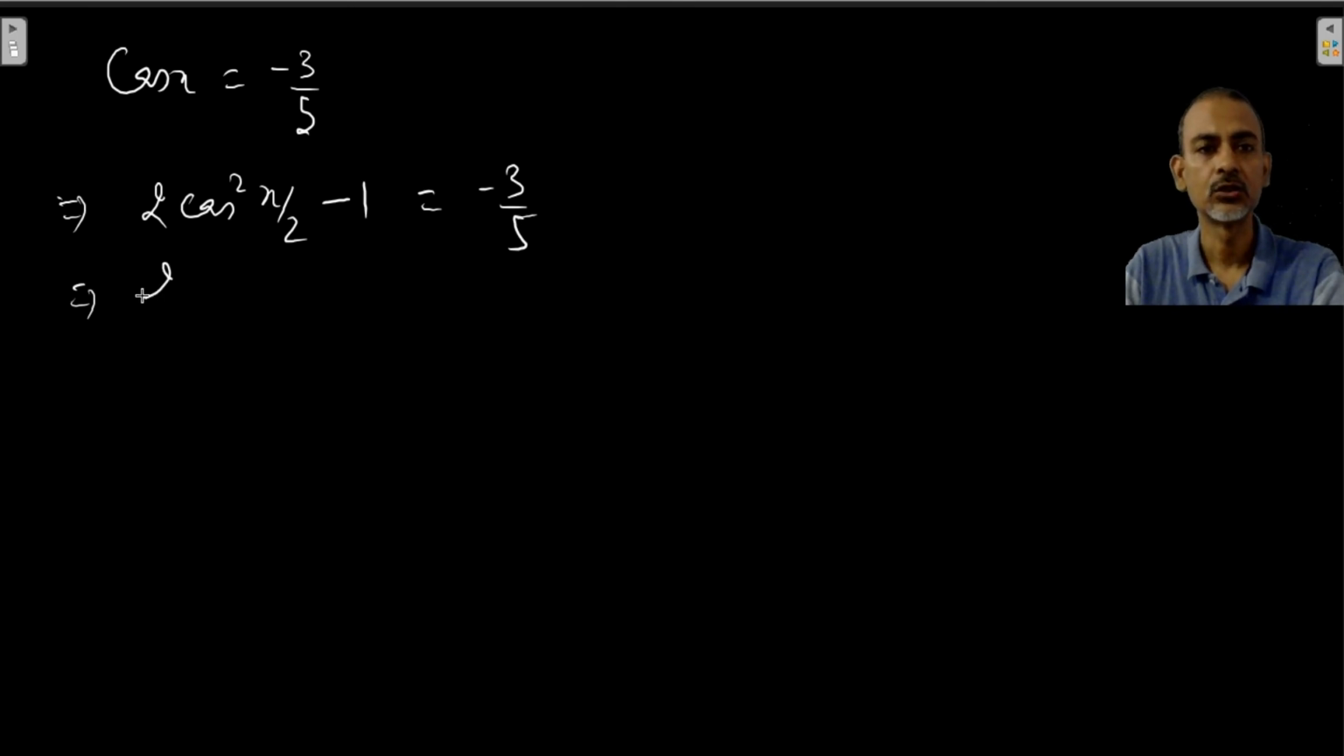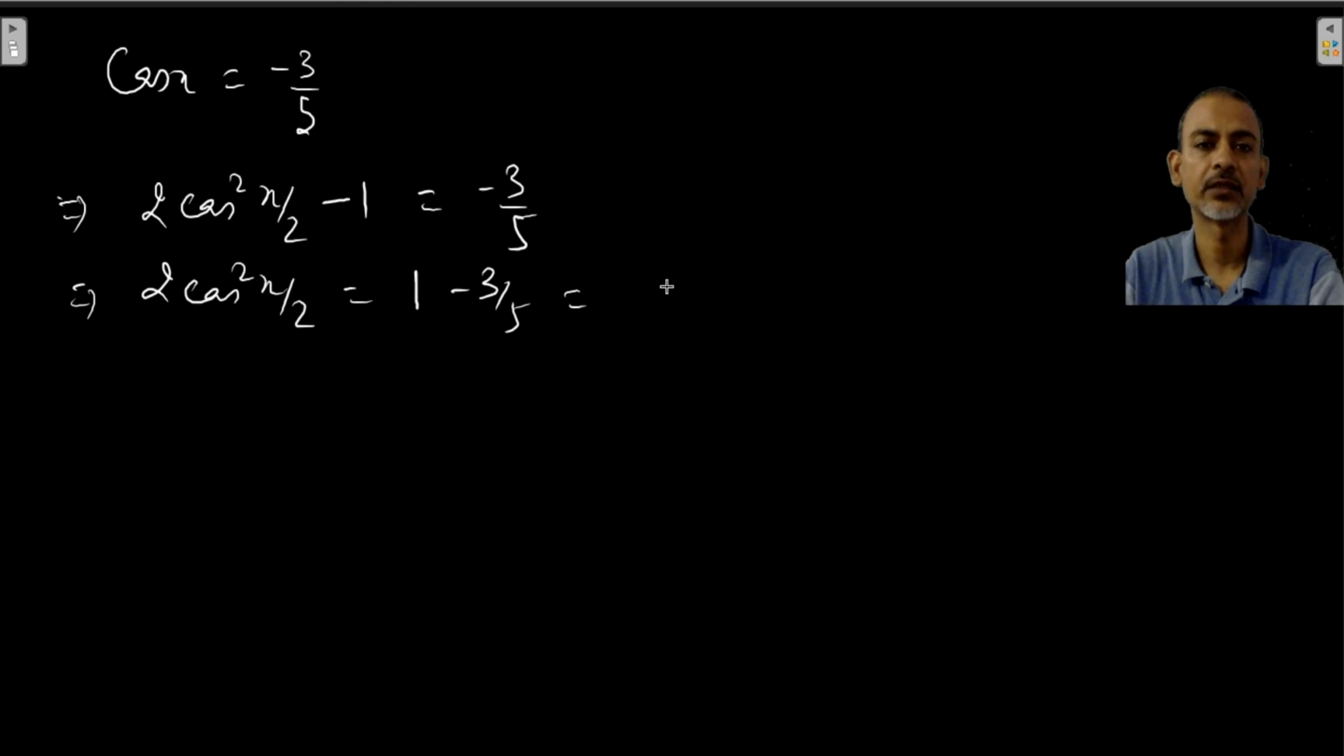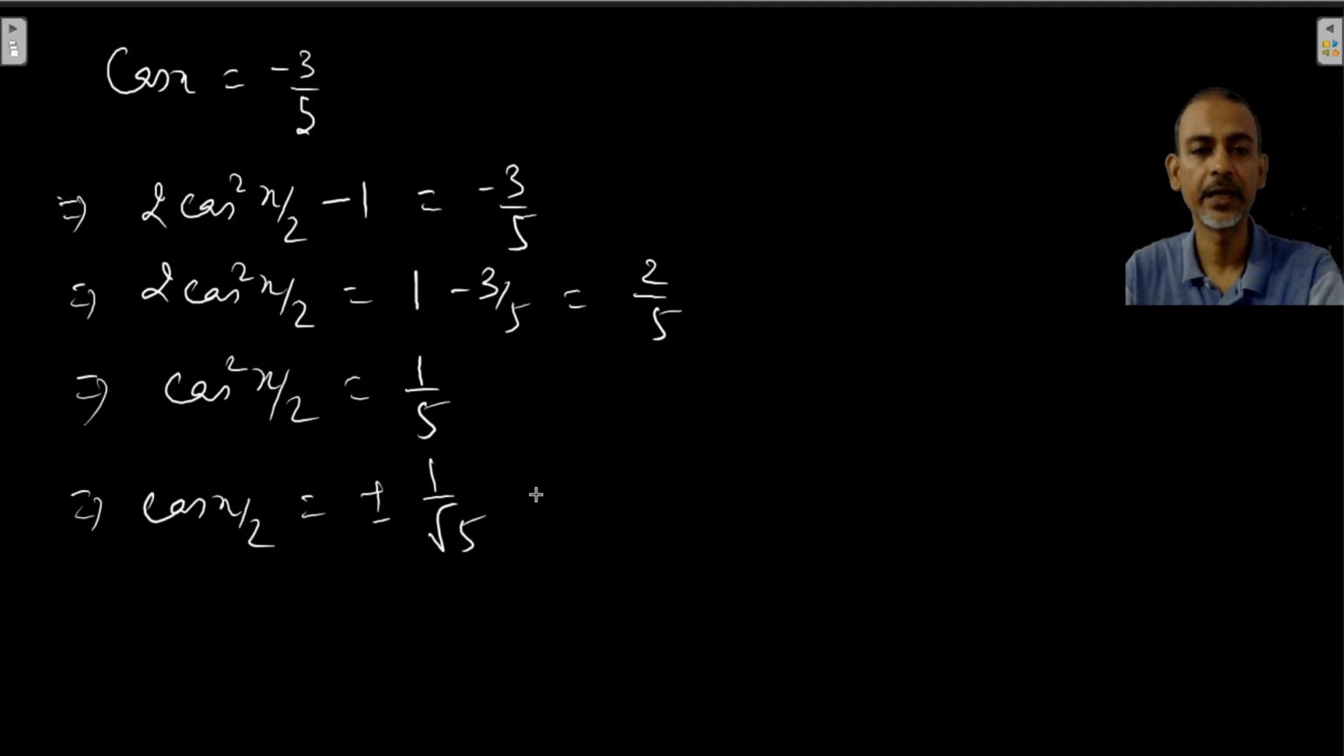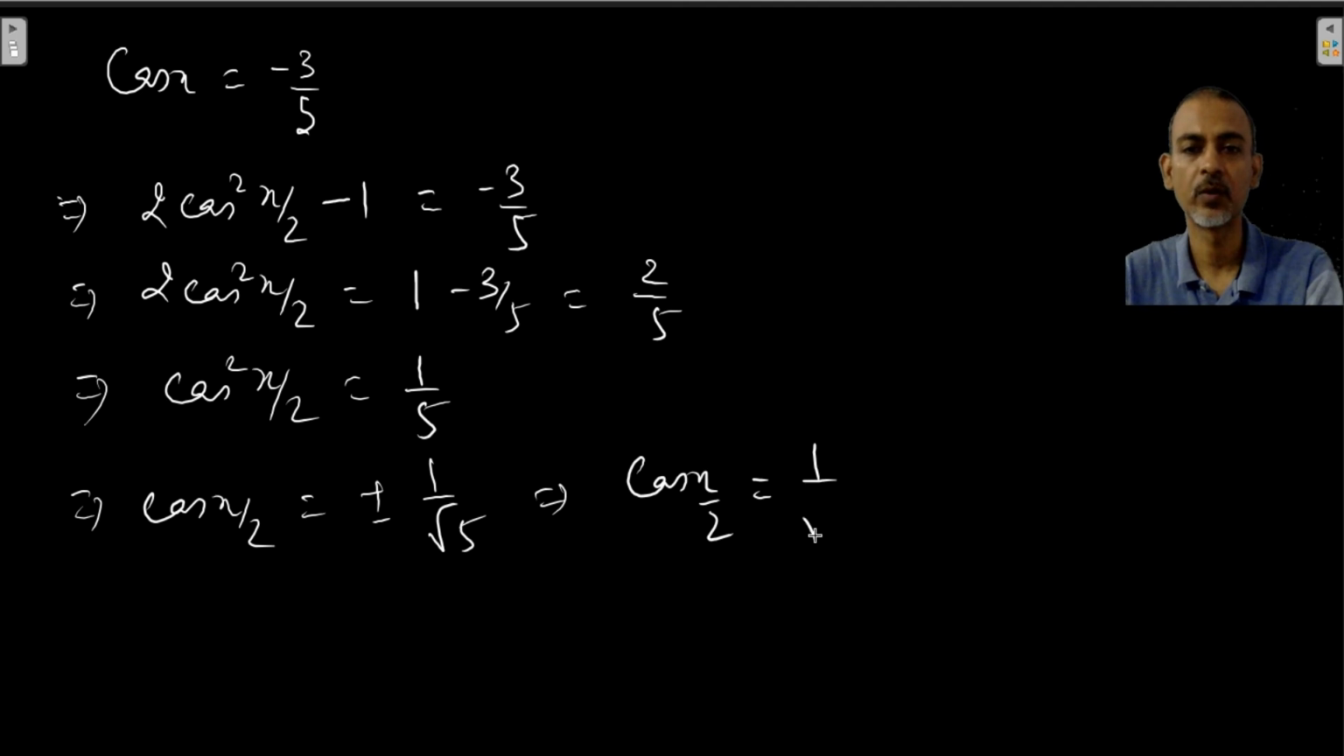And can I write 2 cos square x by 2 equals 1 minus 3 by 5, as the 1 goes to this side? So this will become (5 minus 3) by 5, so it will become 2 by 5, right? So cos square x by 2 will become, 2 will cancel out, 1 by 5. So cos x by 2 will become plus and minus 1 by square root of 5. I have just taken the square root. Again, since x by 2 is going to be in the first quadrant, cos x by 2 is going to be positive. So I am going to take cos x by 2 as 1 upon root 5, positive. I will ignore the negative value.